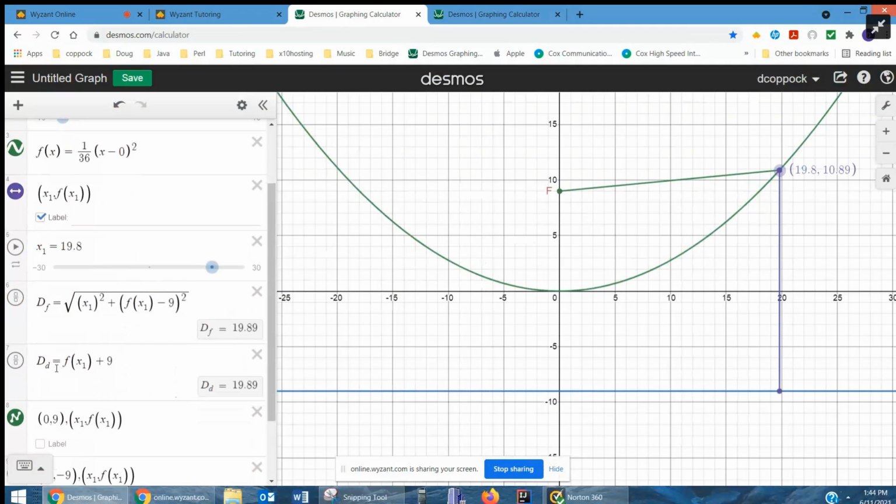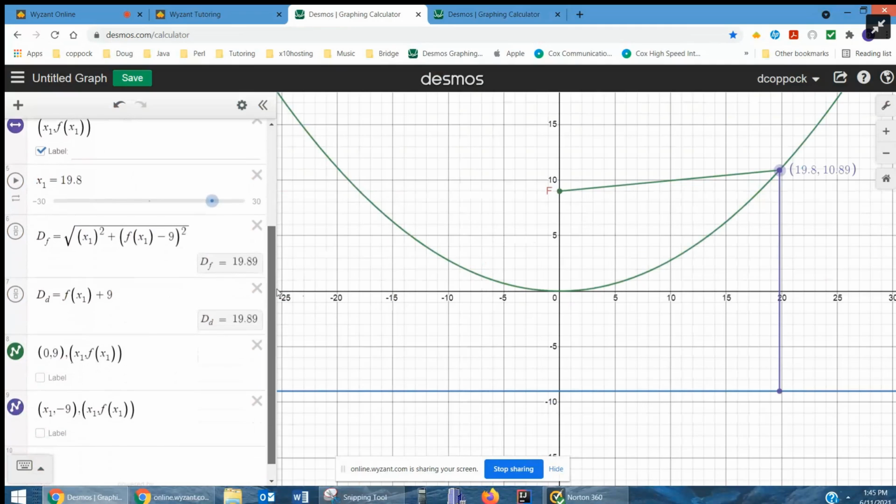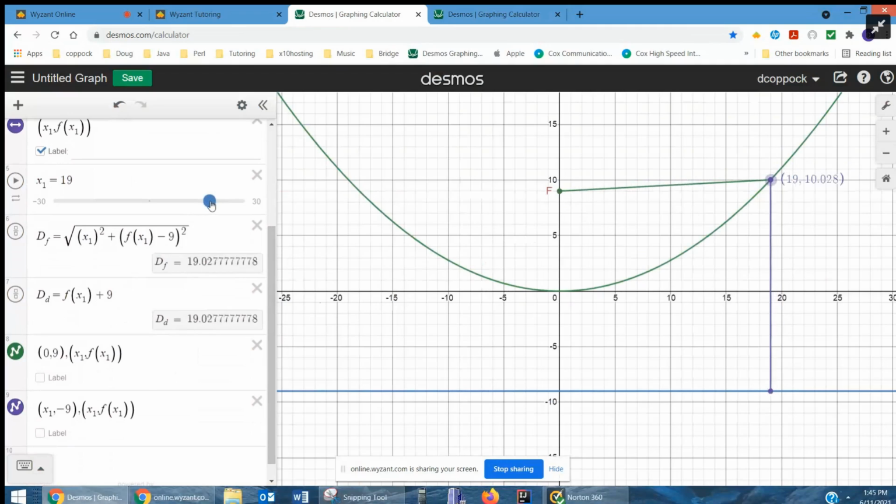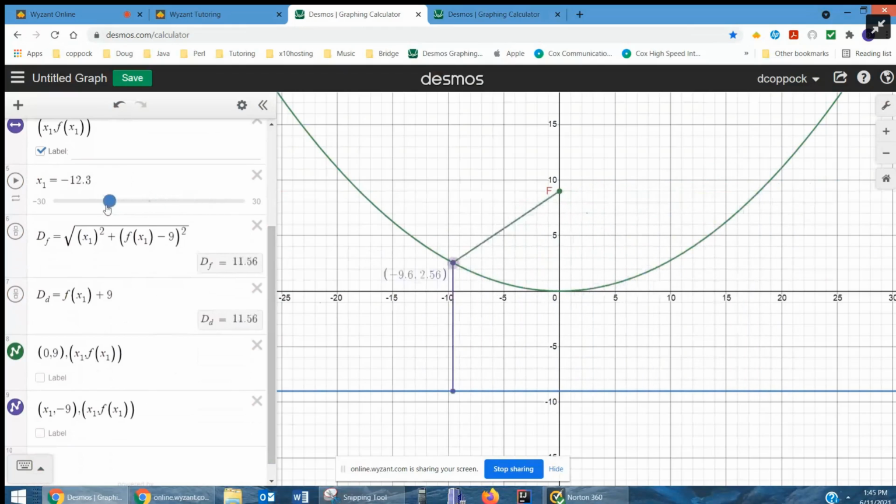The distance to the directrix is just the y distance, how far we're going from this y coordinate to -9. And since the y value on the parabola will always be above -9, I can just say that that distance is f of x sub 1 minus a -9. So as I move this point along the parabola, I don't care where you stop, those distances are always going to be the same. Okay, that's the definition of a parabola.